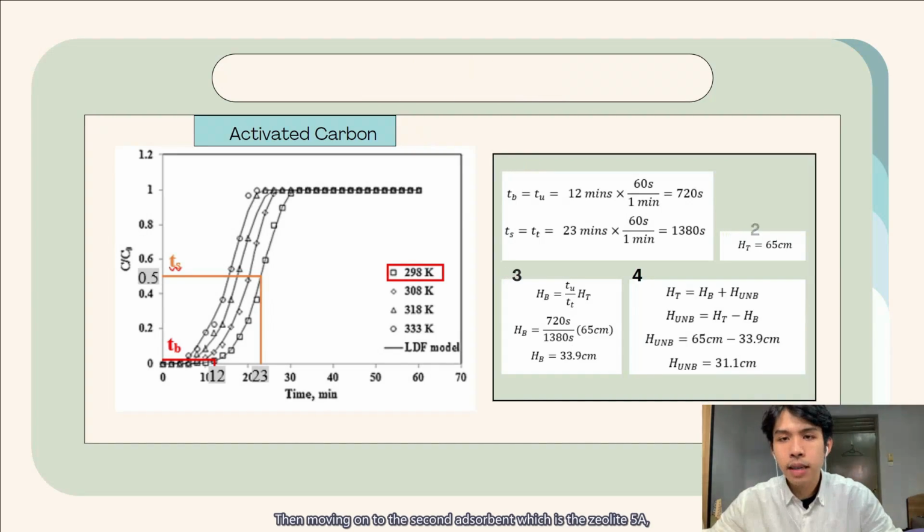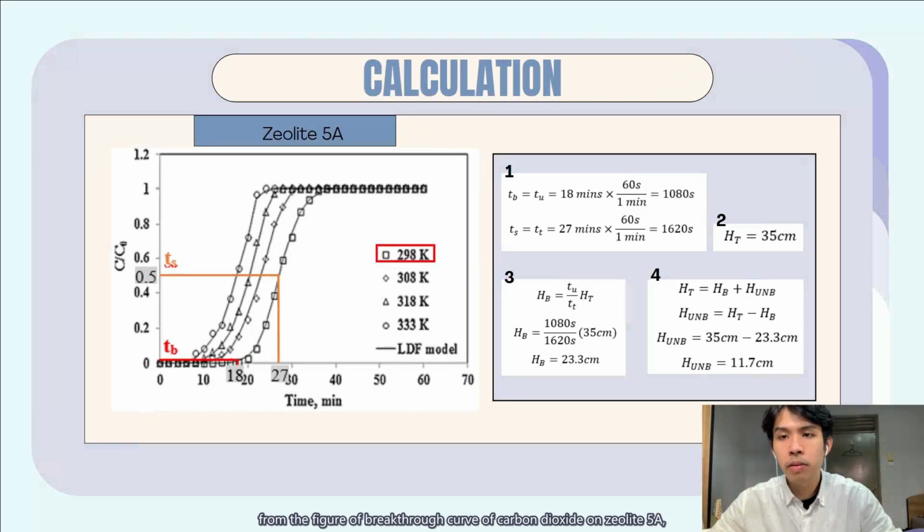Then moving on to the second adsorbent, which is zeolite 5A, from the figure of the breakthrough curve of carbon dioxide on zeolite 5A. By using the same methods as for the activated carbon, we will get the value of breakpoint time Tb is 80 minutes while the value of ideal adsorption time is 27 minutes. And after converting the units and obtaining the value for the used bed, we will get an MTZ of 11.7 cm for zeolite 5A, which is smaller than the MTZ for the activated carbon.